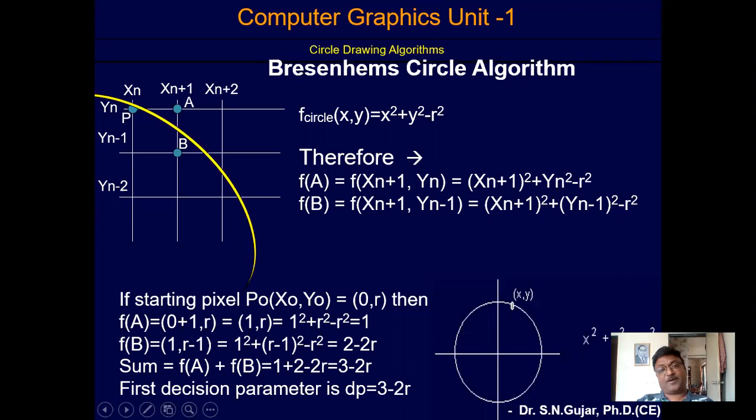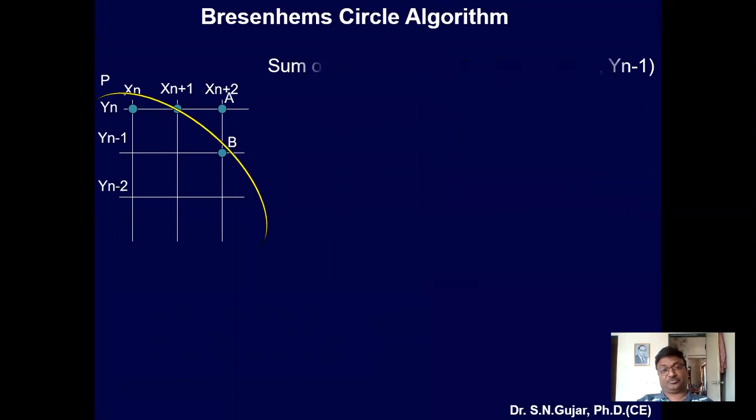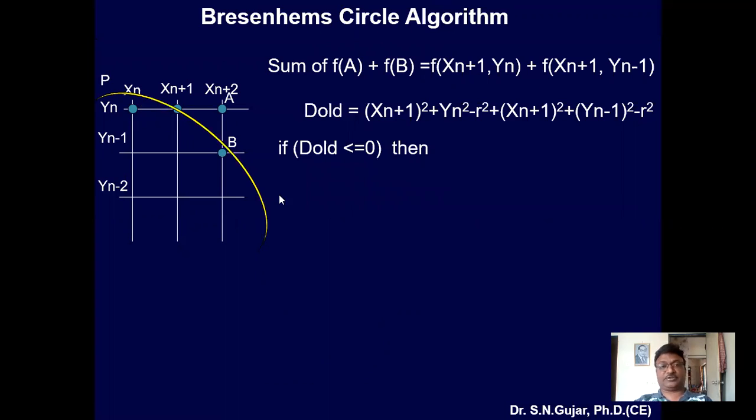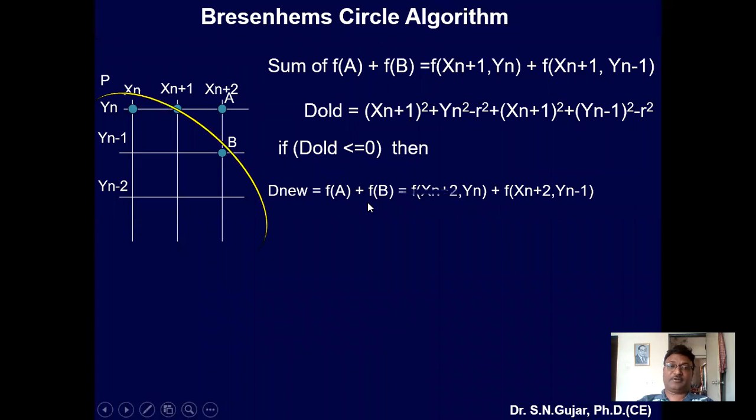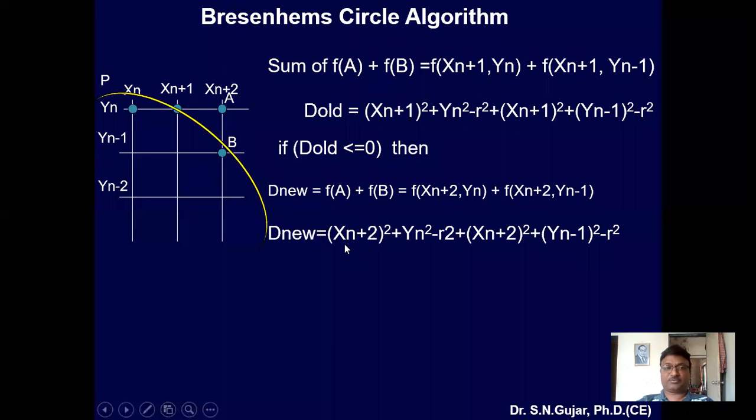Now suppose this first decision parameter is less than or equal to 0. This is my first decision parameter d old, that I have considered. So that time you have to select this one, xn plus 1. Now once you selected this, you have to calculate the d new value. These are my coordinates a and b. So what is f of a, f of b? The coordinates are xn plus 2, yn and xn plus 2, yn minus 1. Put these points in the equation f of. Now d new is going to come.